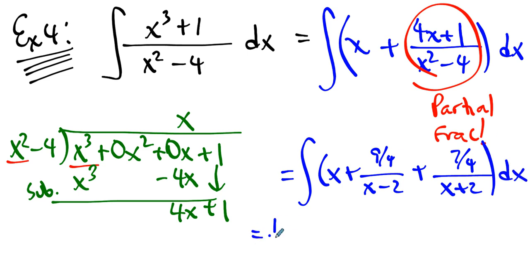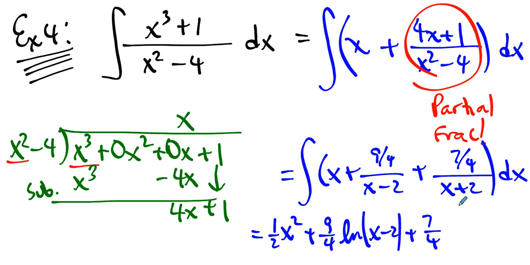And then we just integrate the integral of x, the integral of 9/4 over x minus 2, and the integral of 7/4 over x plus 2. And we got it. So really, this is a lesson in how algebra bails out calculus. And I hope that these examples are helpful.